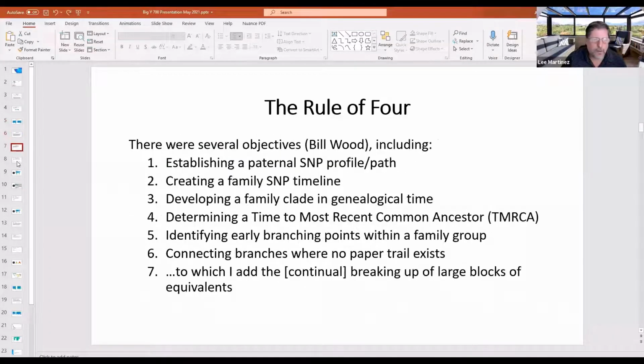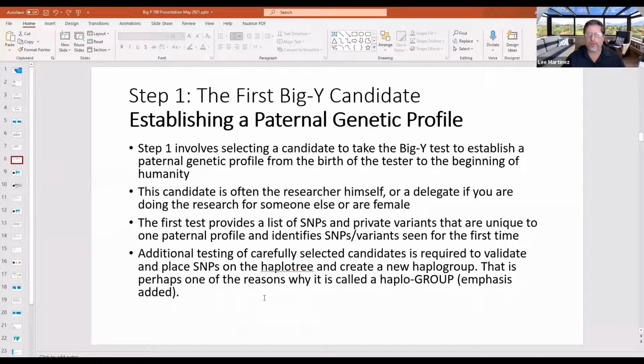So let's go to step 1. So now we'll slow it down. Step 1 involves establishing a paternal genetic profile. Again, it's that anchor from you all the way back to that first Y-DNA atom. So who is this candidate? Well, it's usually yourself. Or if you're a woman, it could be your brother or your father, right?